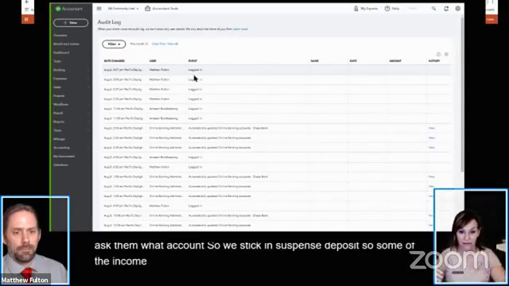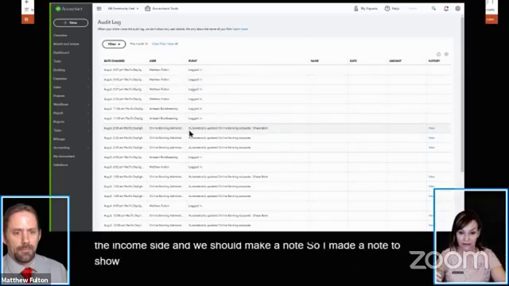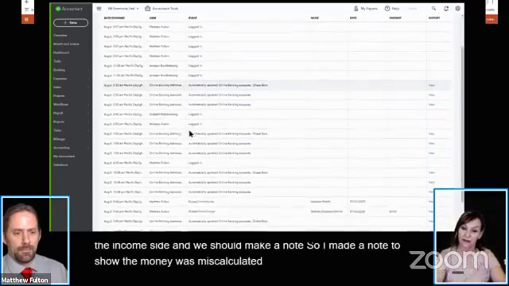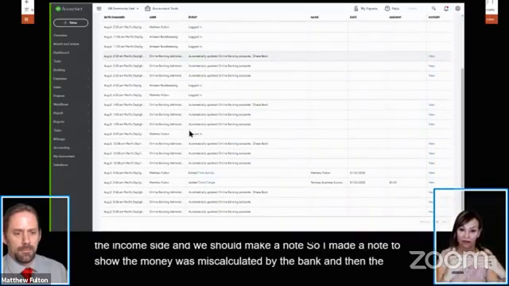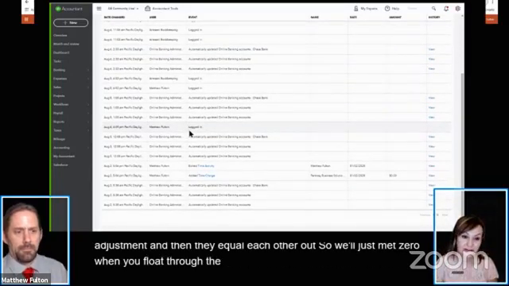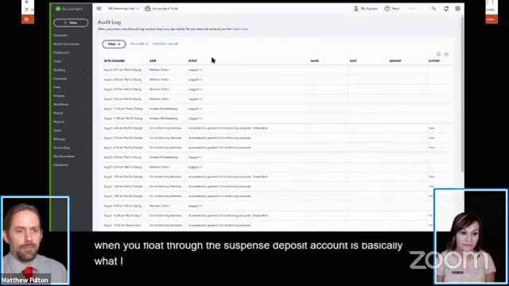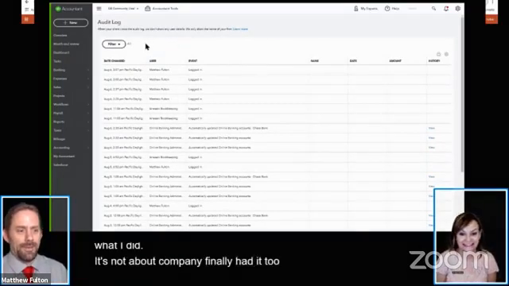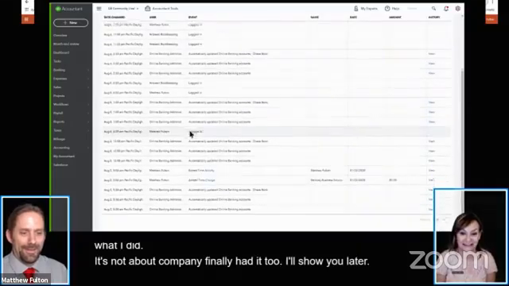So I made a note to show that the money was miscalculated by the bank and then the adjustment, and then they equal each other out. So it'll just net zero when you flow it through the Suspense Deposit account. That's basically what I did. I don't know what company file I added it to. I'll show you later. I only have access to one.